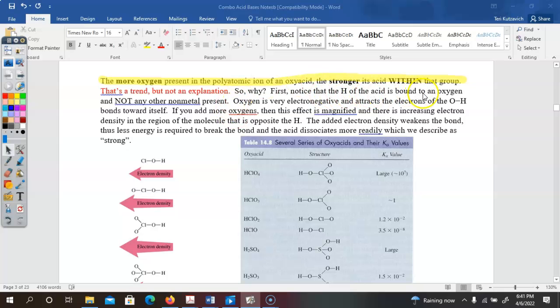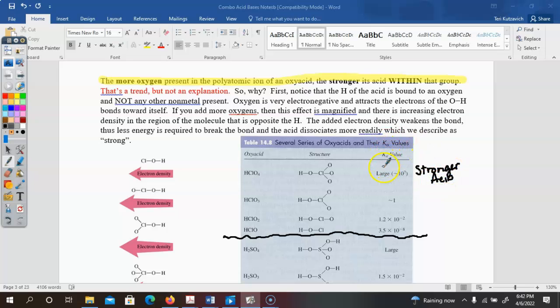First, notice that the H of the acid is bound to an oxygen, which you learned back in Chapter 9. When you're drawing Lewis structures for acids, the H is always coming off of an O because the oxygen is very electronegative and it attracts the electrons of the partial positive hydrogen. If you add more oxygens, that effect is magnified. Okay? So if we look at this HClO4 and compare it all the way down to HClO, the more oxygens you have, the stronger the acid.